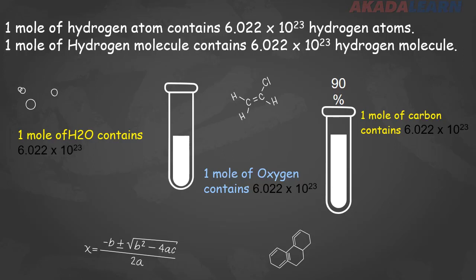Why am I saying this? In case you happen not to have understood this yet, if I say give me 1 dozen of biros, you will give me 12. If I say give me 1 dozen of eggs, you will give me 12. If I say give me 1 dozen of chairs, you will give me 12. So long as it is a dozen, it will be 12. So if it is a mole, it will always be that Avogadro's number, 6.022 times 10 to the power 23.